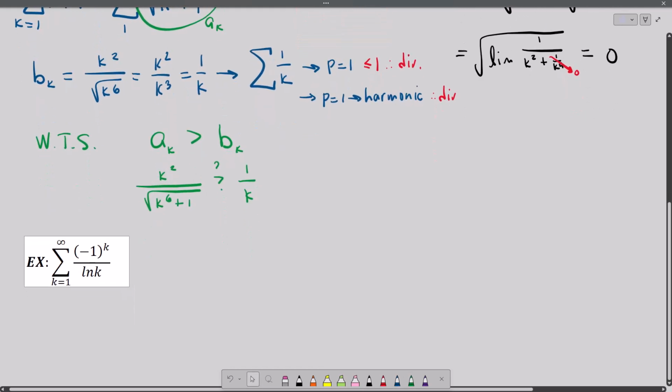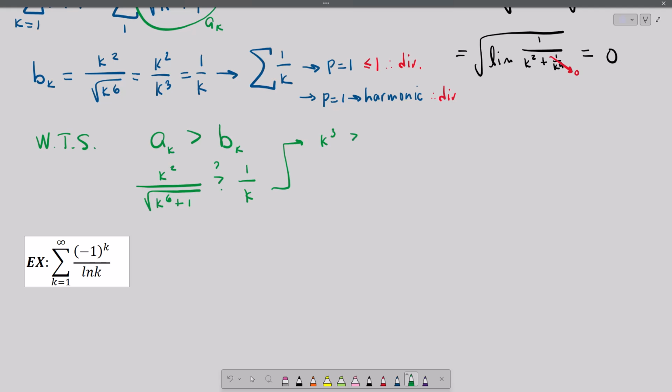All right. Well, let's do our cross multiplication thing. We're going to have k cubed on the left. And then on the right, when we cross multiply, we have the square root of k to the 6 plus 1. Now we're going to square both sides. We get this. We get 0 greater than 1. True or false? False.